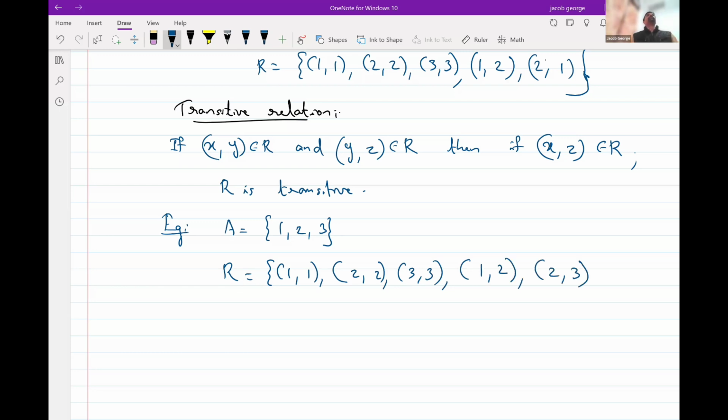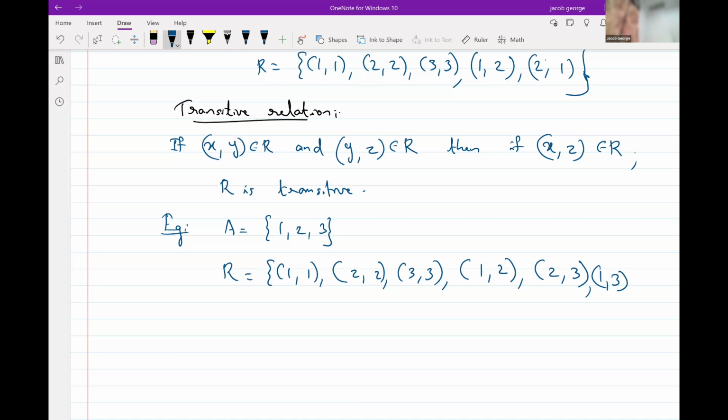Is it transitive? Why? (1,3) also should be there. If (1,2) and (2,3) are there, then what should be there? (1,3). Yes, (1,3) I have written. But at the same time, we check all other possibilities. (1,3) and (3,3): yes, (1,3) is there. All connections we have to check. (1,2) and (2,2): yes.